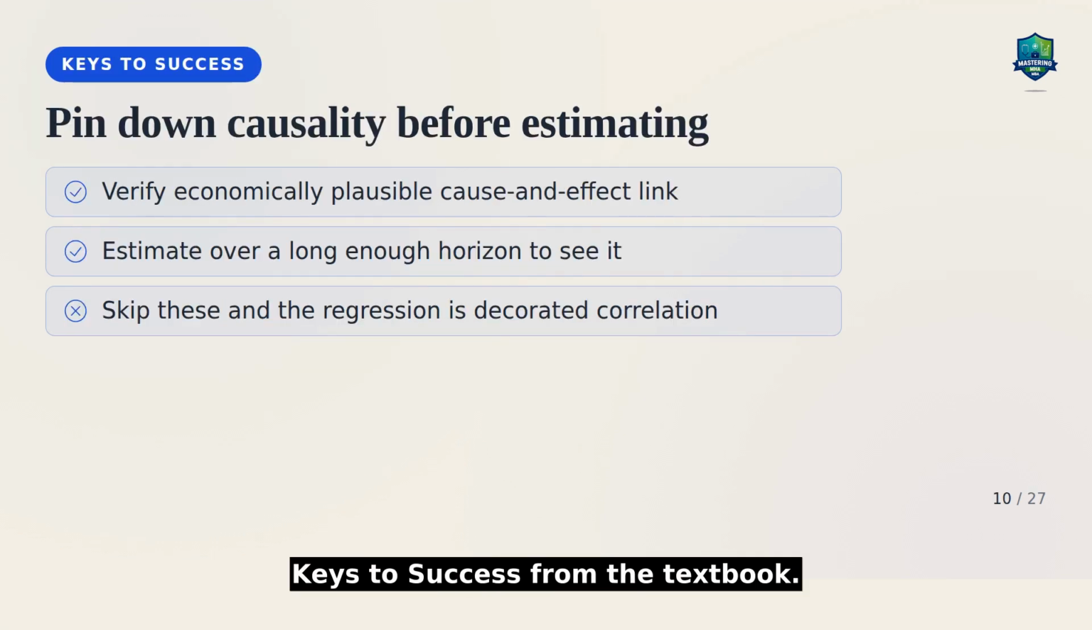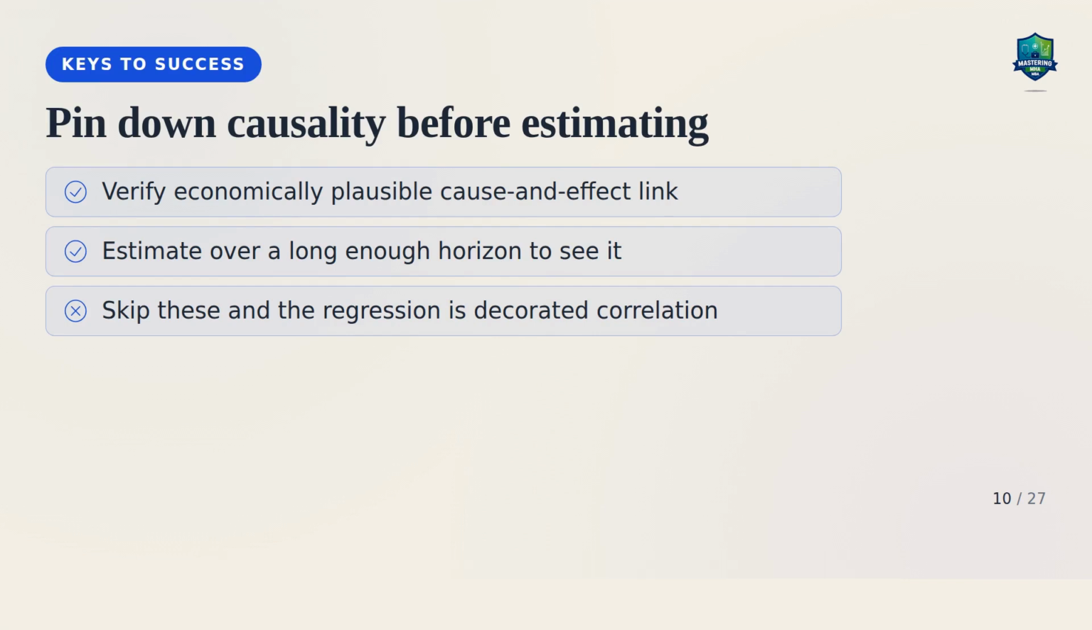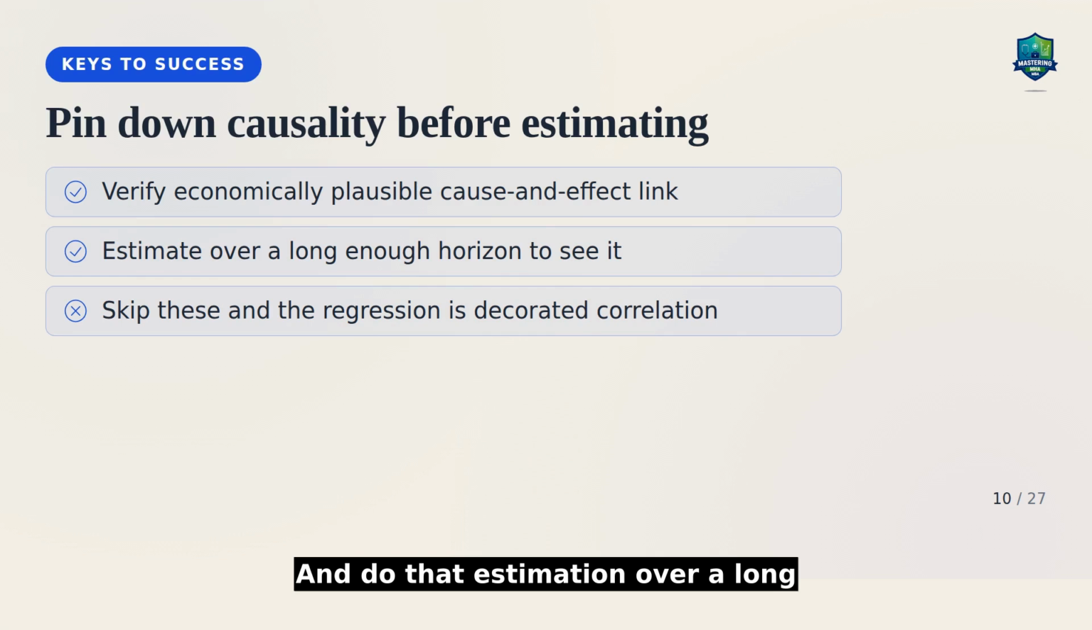Keys to success from the textbook. Before you estimate any cost function, verify that an economically plausible cause and effect relationship exists between the activity and the cost, and do that estimation over a long enough horizon to see the relationship. Skip either step and the regression that follows is just decorated correlation.